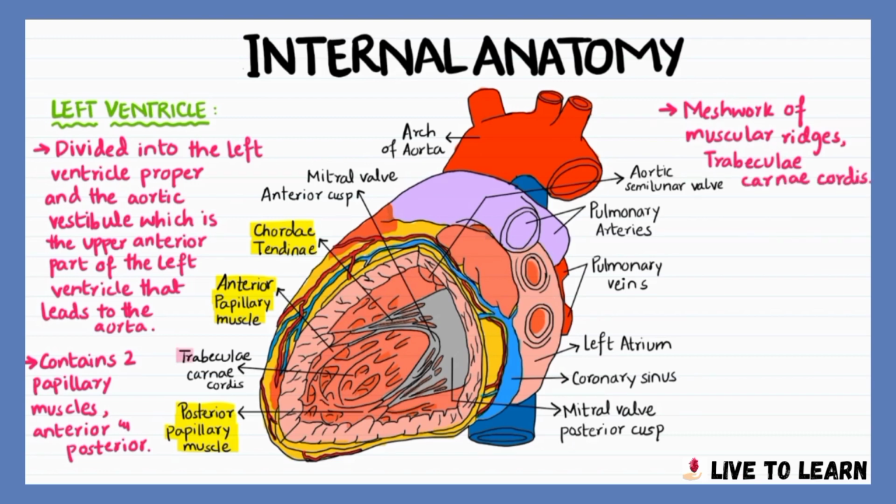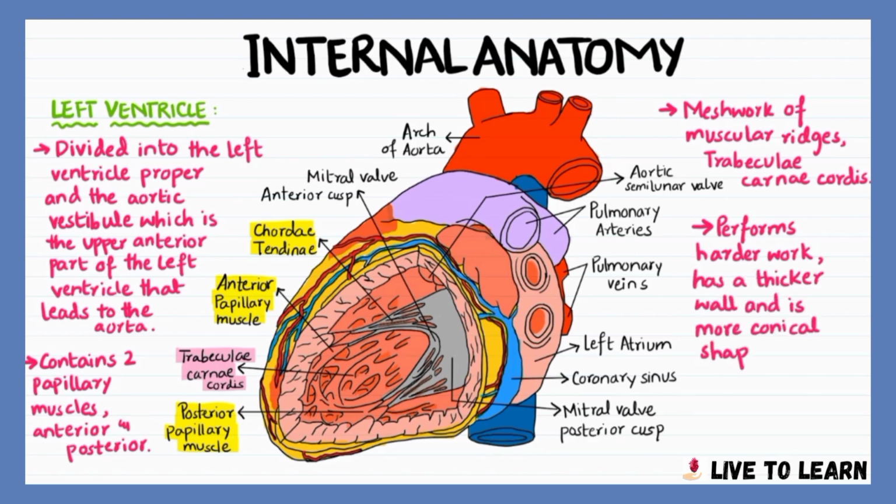The left ventricle performs harder work, has a thicker wall, and is more conical shaped than the right ventricle. The bicuspid valve is known as the mitral valve because it is shaped like a bishop's mitre. The valve has 2 cusps, that is the anterior and the posterior cusp.